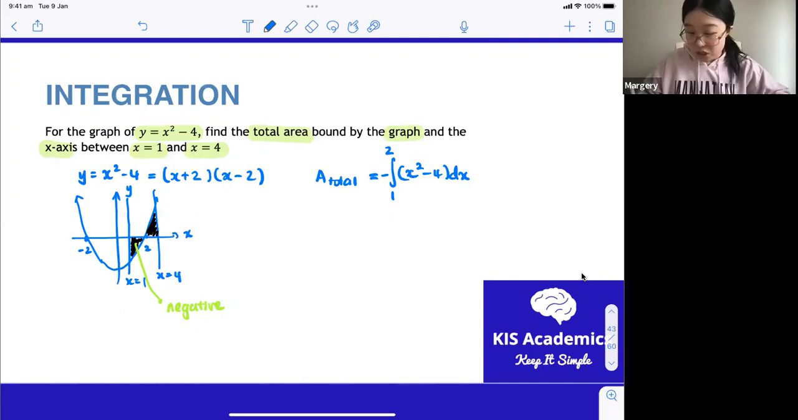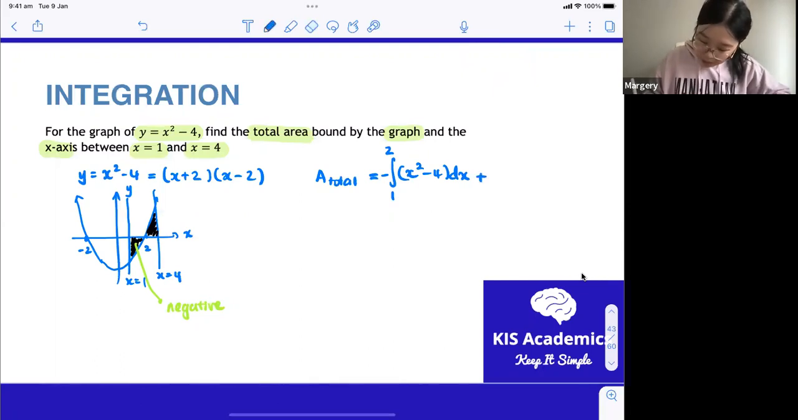Alternatively, we could have also changed the terminals. So if we go from 1 to 2, in order to make this a positive from there, we can have 2 to 1. So that's also another possibility if you didn't want to add a negative in the front.